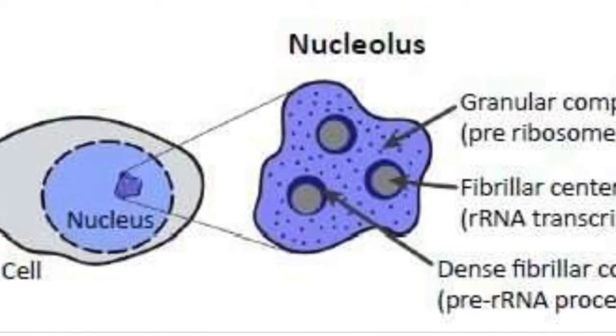Another part of a cell is the nucleolus. The nucleolus is where the RNA is made. This is like the office of a school because this is where the important papers are made.